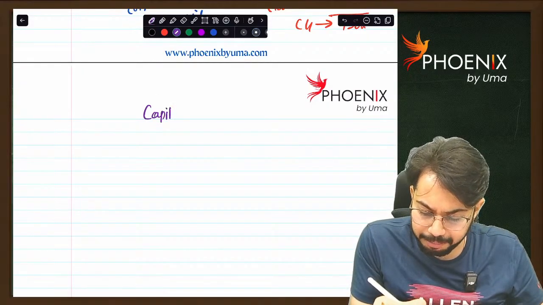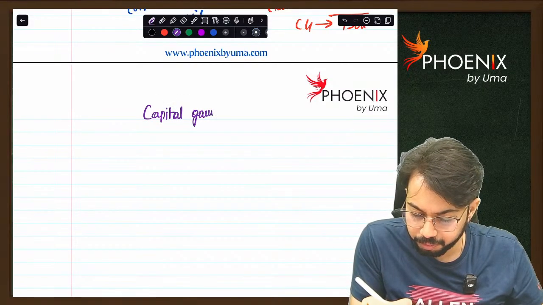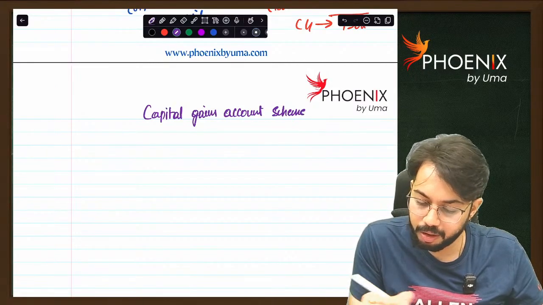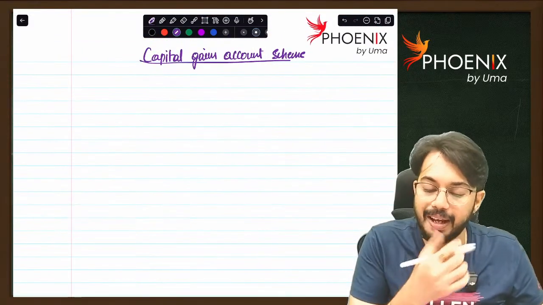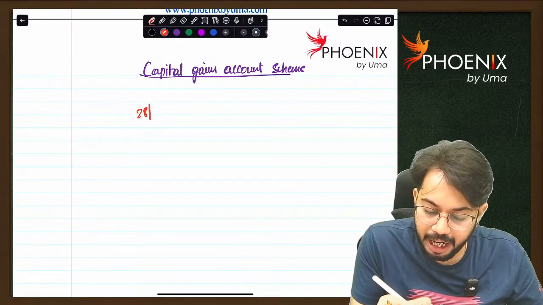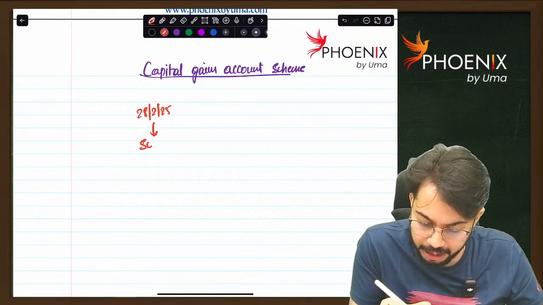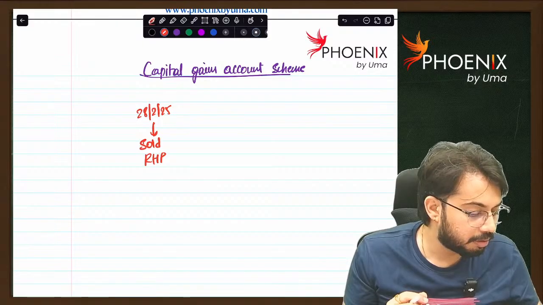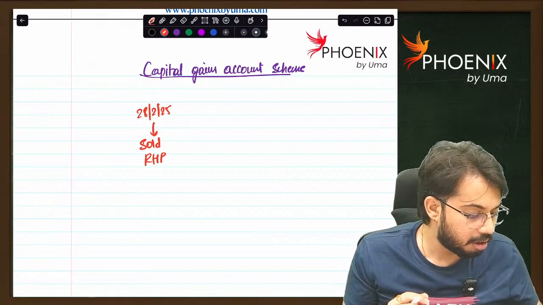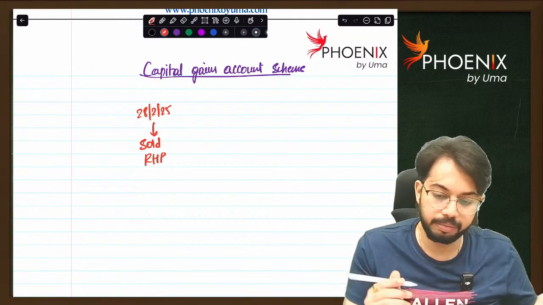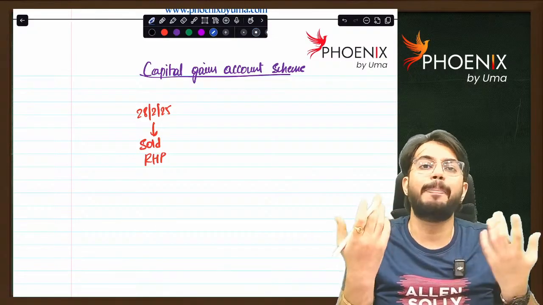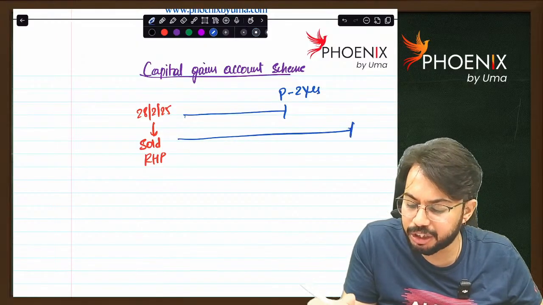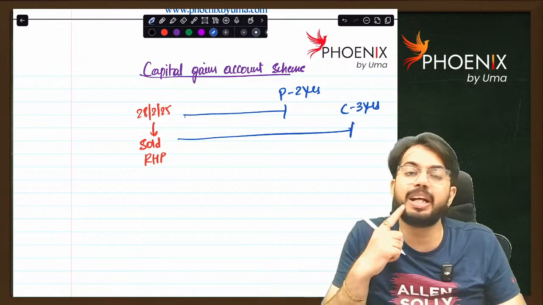Capital gains account scheme. Let's say I sold one residential house on 28th February 2025. Now I have an option. If I want to purchase, I have a 2-year time limit. If I want to construct, I have 3 years. Am I correct or not?